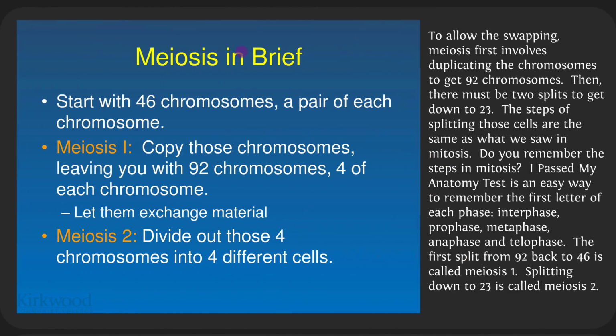To allow the swapping of meiosis, you first have to duplicate the chromosomes up to 92. Then there has to be 2 splits to get down to 23. The steps of splitting those cells are the same as what you saw in mitosis. Do you remember the steps in mitosis? I like to remember them as IPMAT, or I passed my anatomy test. That's an easy way to remember the first letters of each phase: interphase, prophase, metaphase, anaphase, telophase. The first split from 92 back to 46 is called meiosis 1. Splitting again down to 23 is called meiosis 2.